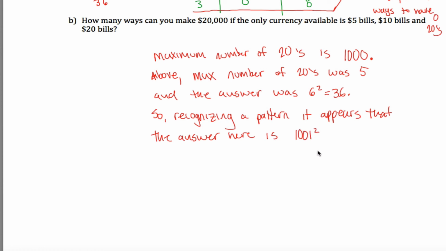1,001 squared. Let's see, 1,000 times 1,001 would be 1,001 with 3 zeros tacked on. But that's not what I want. I don't want just 1,000 1,001s. I want 1,001 1,001s. So I need another 1,001. I need to add on 1,001 to this. So my answer would be 1,002,001. Or you just pull out a calculator. 1,002,001.